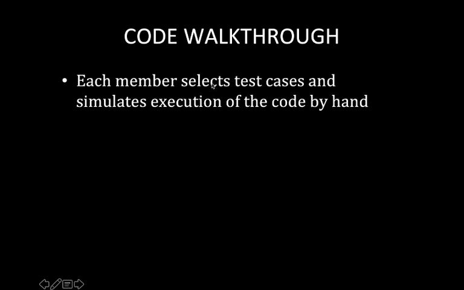then each member selects some test cases and simulates the execution of the code by hand. They will give some values like a equal to 5. If it is 5, what happens? Whether it is executing correctly. Like that, they will select some test cases and simulate the execution. They won't run the code. They will simply try to find out by hand whether they are getting the actual result.